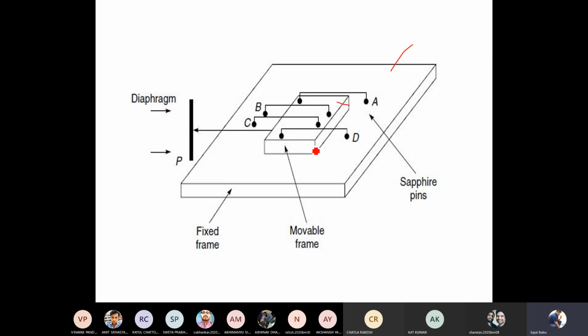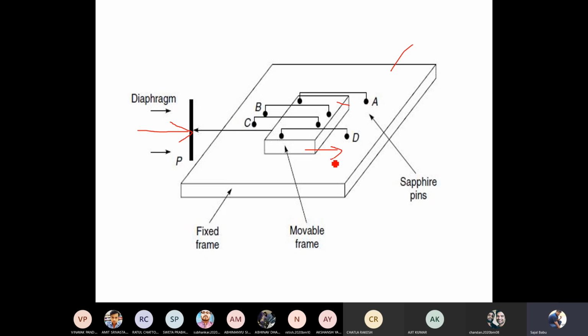Okay, so now let us see how it is going to work. So let us consider now I am applying my pressure in this direction. Okay. So I have applied my pressure in this direction. Whenever I apply my pressure in this direction, it is basic that this diaphragm is going to move in this direction, right? So whenever this diaphragm moves in this direction, this mobile frame will move in this direction, right?